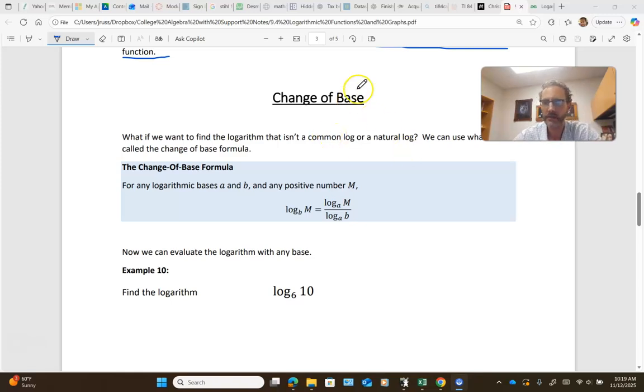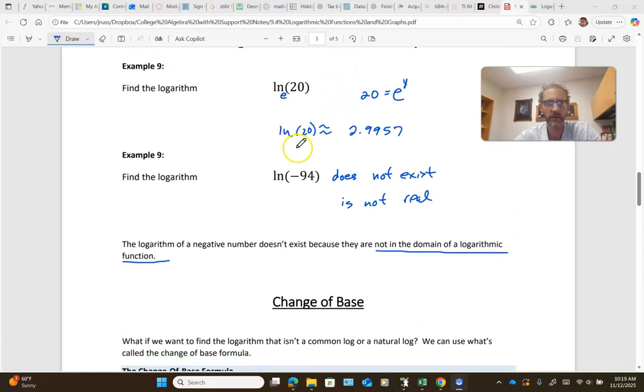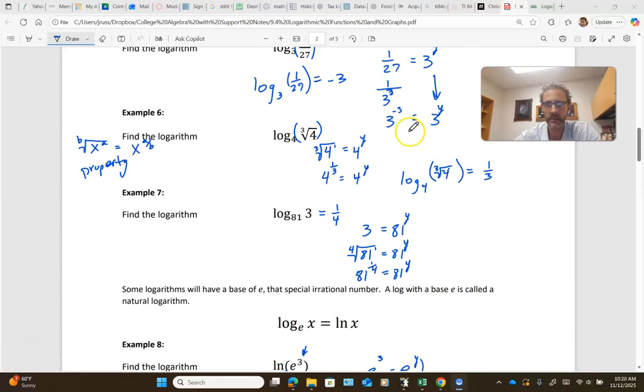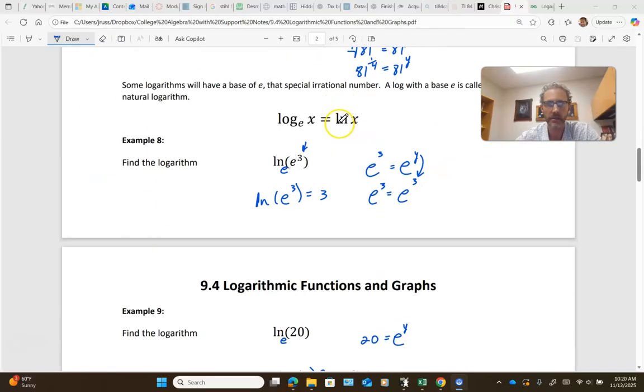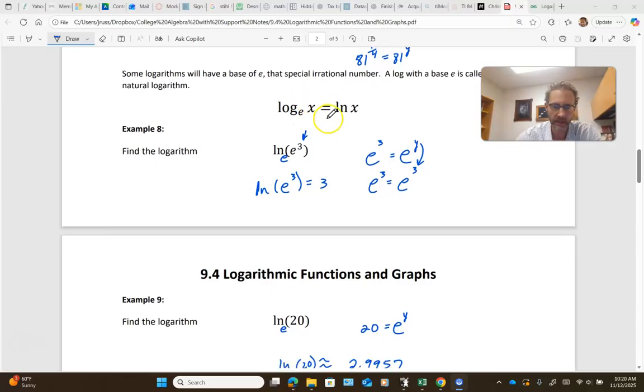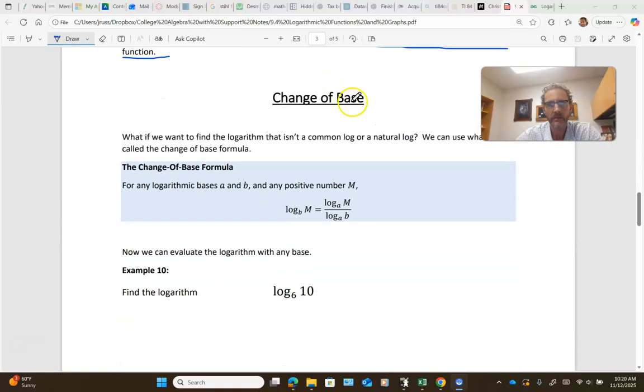Alright, welcome back guys. We'll finish up 9.4. We were working with evaluating these logarithmic functions. I showed you how to think about it mentally, to do it by hand, and then also how you can utilize the calculator. So now we're going to finish up. We're going to talk about this change of base formula.